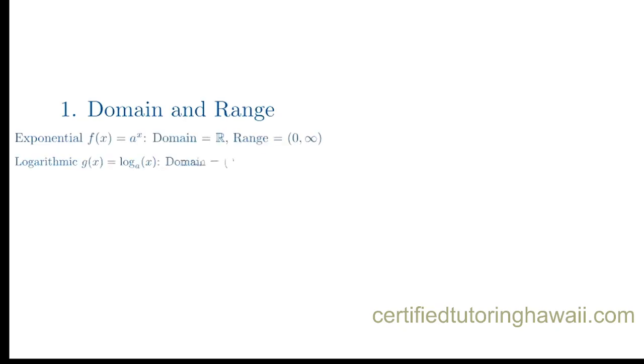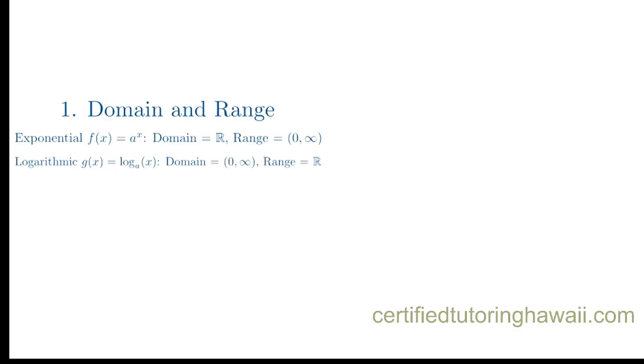Our first topic is the domain and range. These tell us which x values are allowed and what y values are produced. We'll focus on the domain and range of logarithmic functions. Let's recall the domain and range of its inverse, the exponential function f of x equals a to the x. The domain is all real numbers, and the range is all positive real numbers. Because logarithmic functions are inverses, their domain and range are swapped.